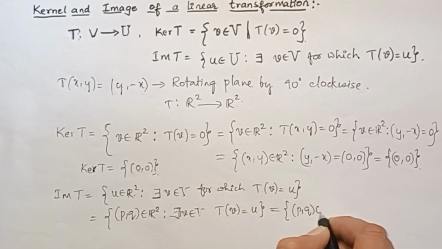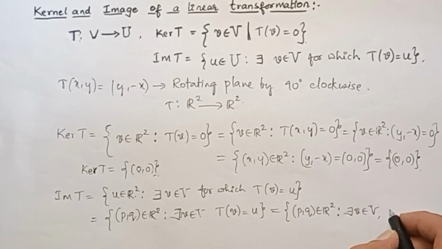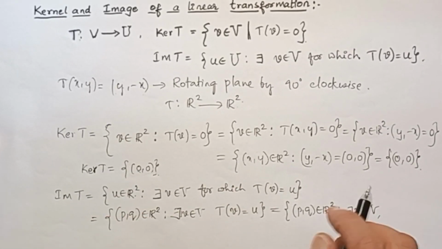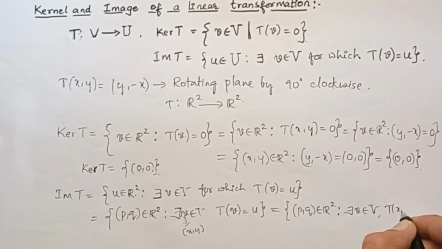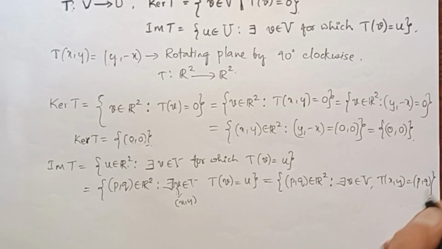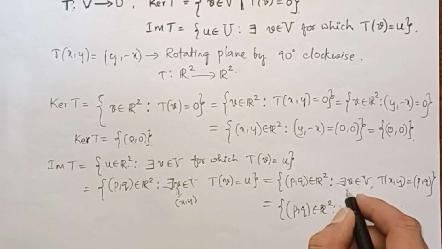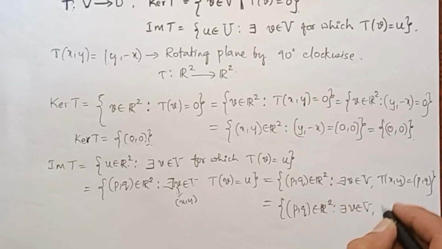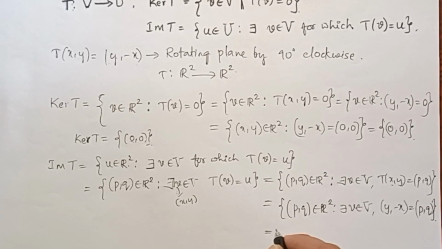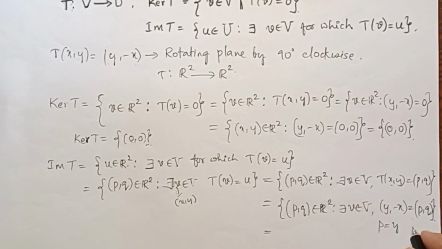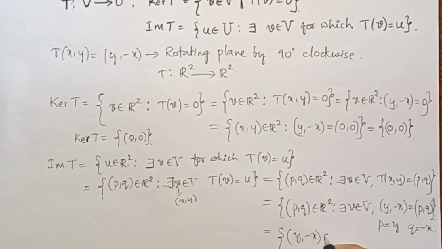Set of all p comma q belonging to R square such that there exists v belonging to V for which T of x comma y equal to p comma q. I will take v as x comma y. So this is equal to the set of p comma q belonging to R square such that there exists v belonging to V for which T of x comma y, which is y comma minus x, equal to p comma q. This implies p equal to y and q equal to minus x. So this is y comma minus x belonging to R square.